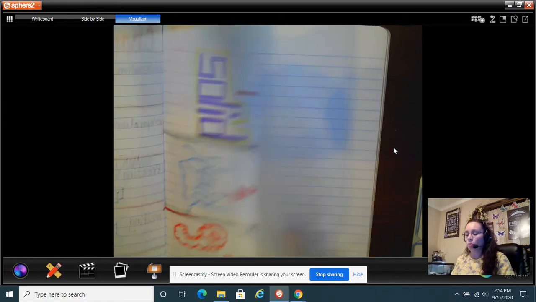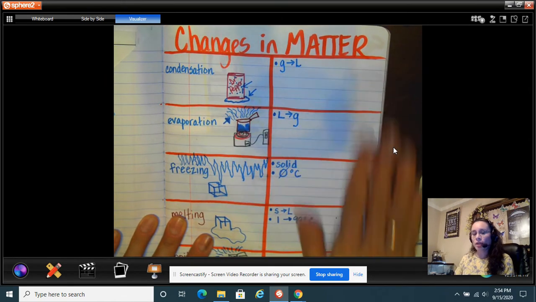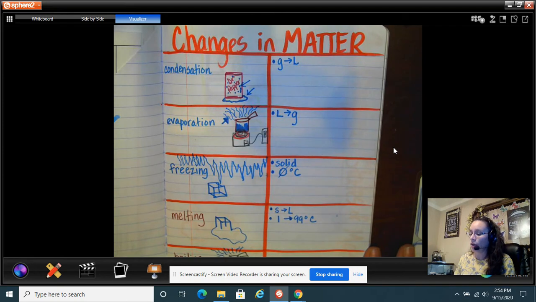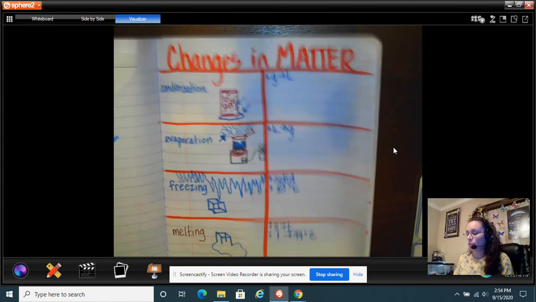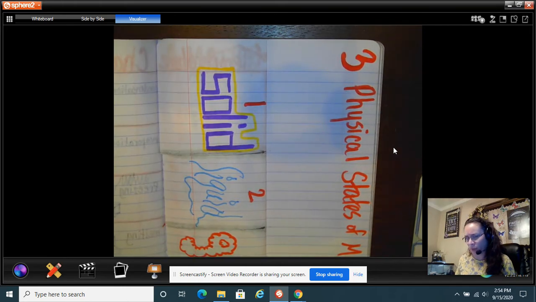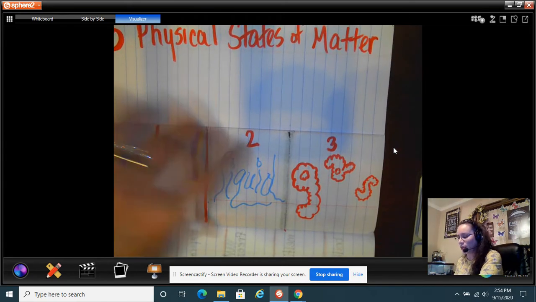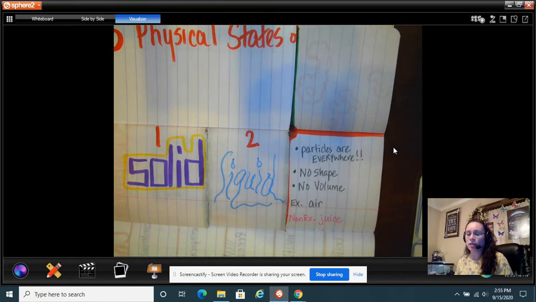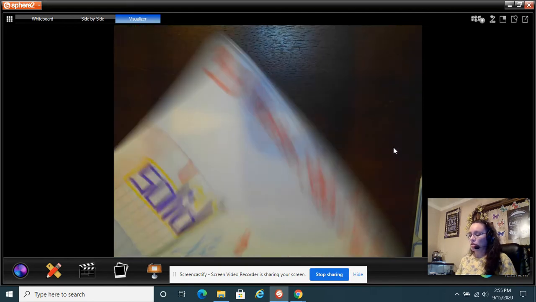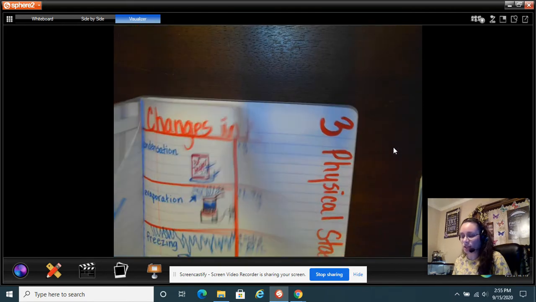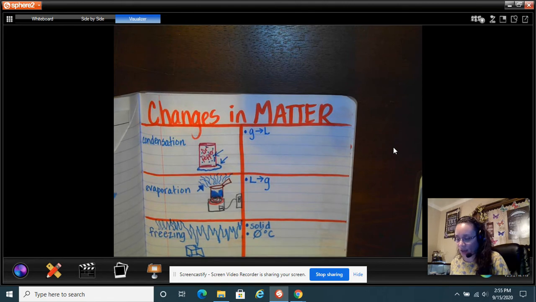So let's go back to see what you should have for week 3. Week 3 starts with vocabulary: condensation, evaporation, freezing, melting, and boiling. The next page is a little unusual because it has a foldable in it. If I turn it, you can see your foldable there: solid, liquid, and gas. And inside you have the description of each physical state of matter. This is what we did for Monday and Tuesday.